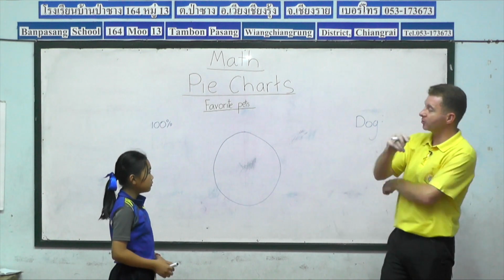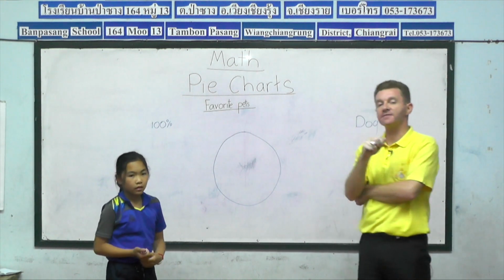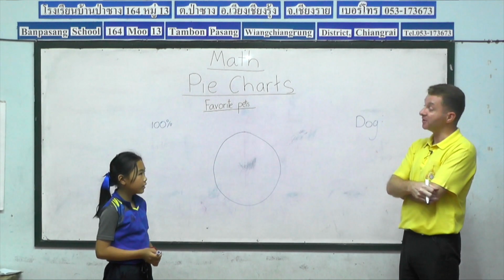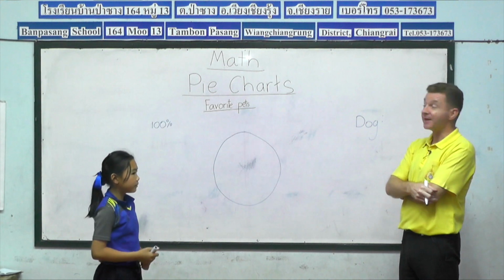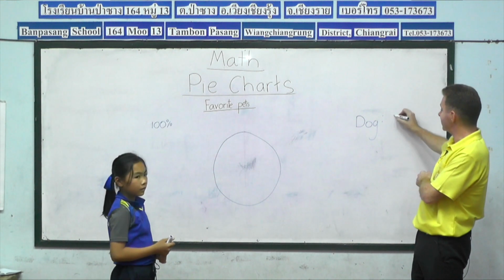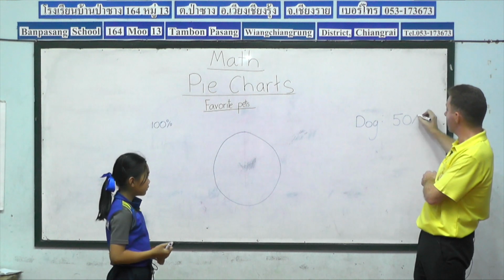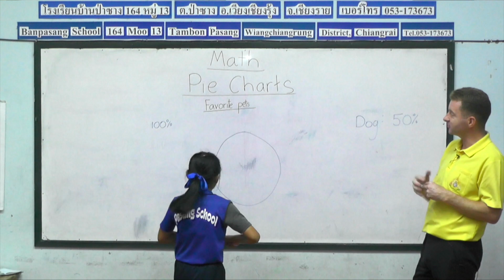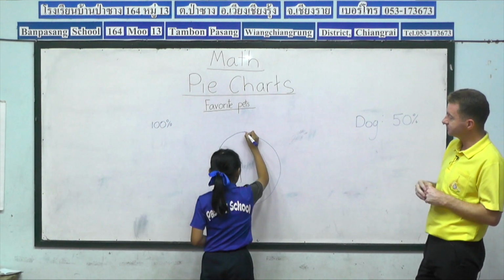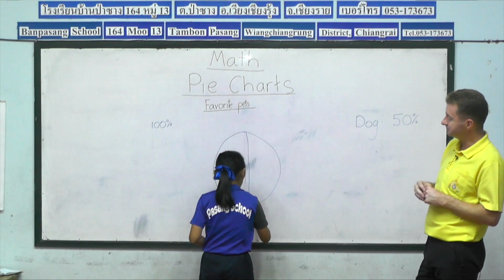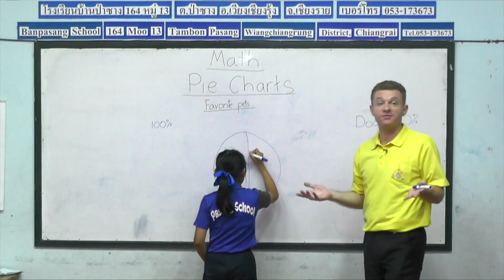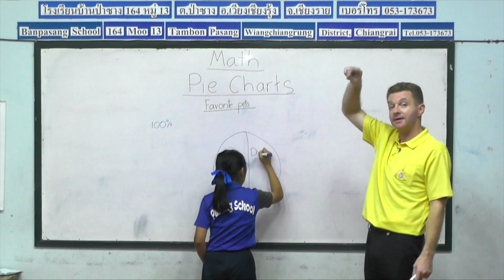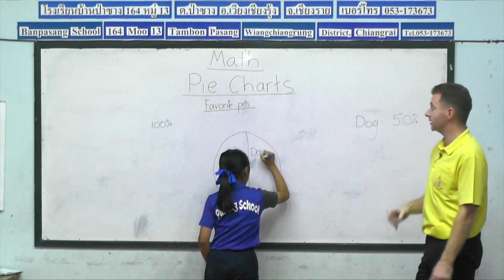Now, out of 100 people, or 100%, how many people say dog is their favourite pet? 50. Okay, so quite a lot. In fact, 50 is exactly half of the pie. So Nadia, can you demonstrate how to write 50% on our pie chart? Excellent. Because 50 is half of 100, if 100% is the complete pie, 50 must be half the pie.